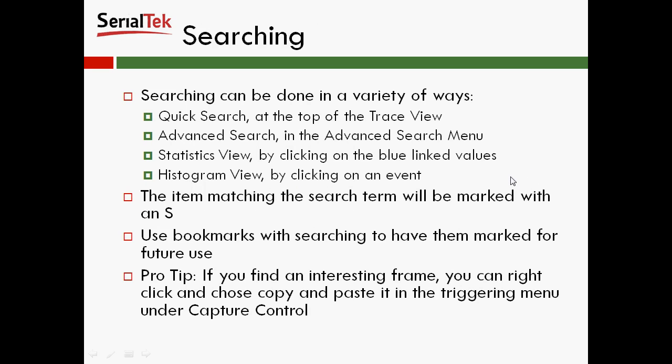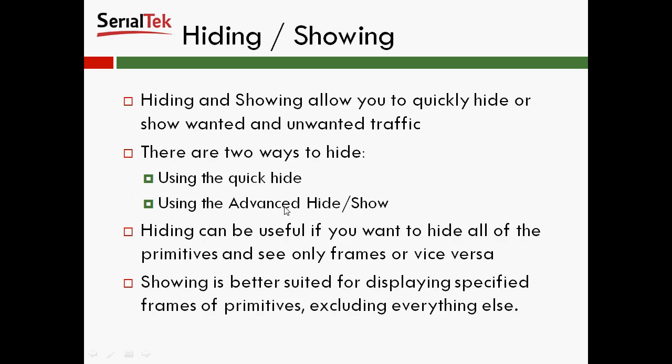Searching through the trace can be done in a variety of ways. There's Quick Search, which is located at the top of Trace View. Advanced Search, which is in the Advanced Search menu. Statistics View, by clicking on the blue linked values. And in Histogram View, by clicking on an event. When you use a search, any item matching the search term will be marked with an S, so you'll know which one actually matches. Use bookmarks with searching to have them marked for future use.